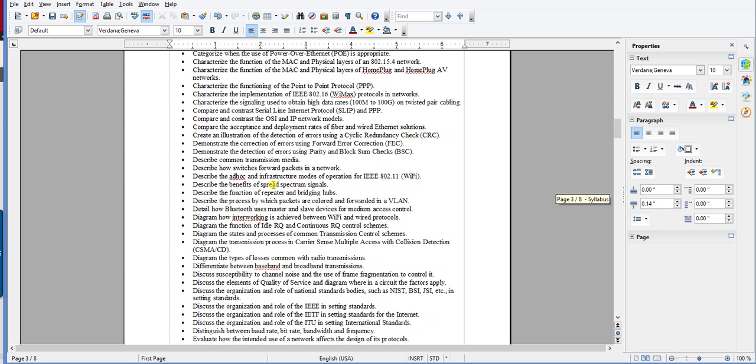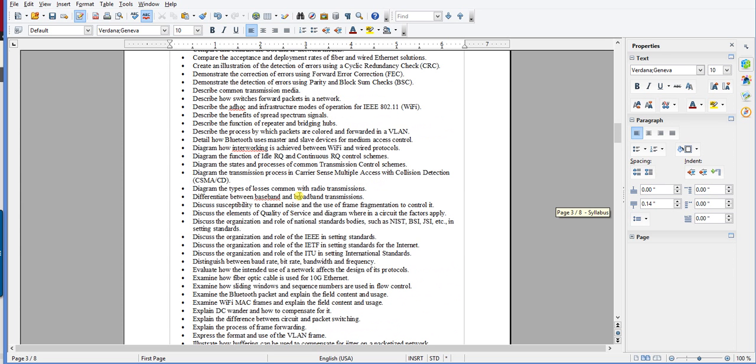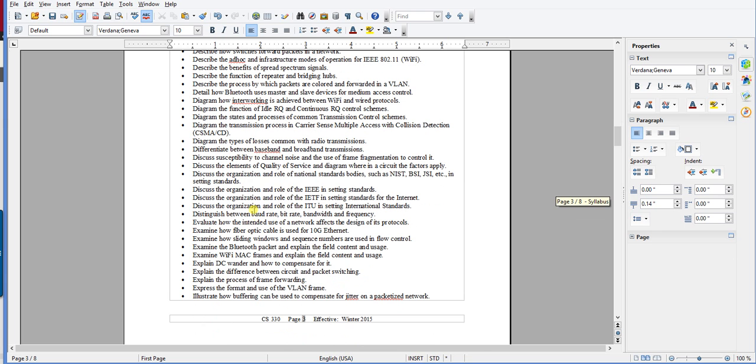Spread spectrum signals. Now, you're not going to see that on the CCNA unless you start looking at the wireless certifications. Describe the function of repeater and bridging hubs. Collision detection. You're going to see that on the CCNA. And you can go ahead and look through the rest of these. Please read through all of these because I think it's a good idea to have an overview.